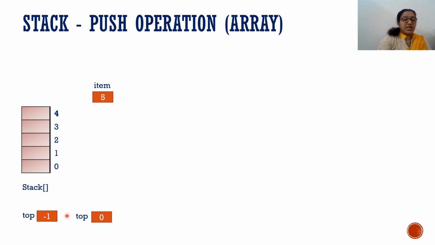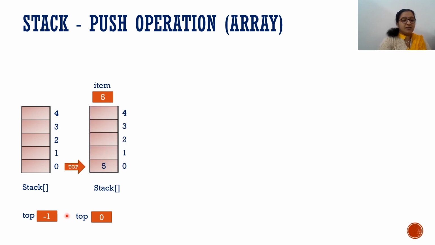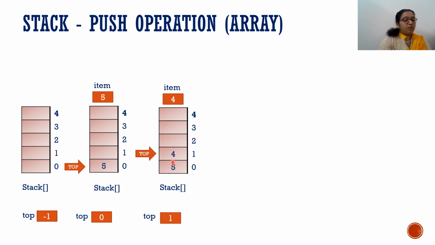Now we insert that element in the top position of that stack array. Top position is 0, so top is focusing on the 0th position. We inserted that element in that position. Got it? Now the next item came, item 4. First we increment the top, so top is 1 now. Now we insert the element 4 in that top position. Top is focusing on 1.